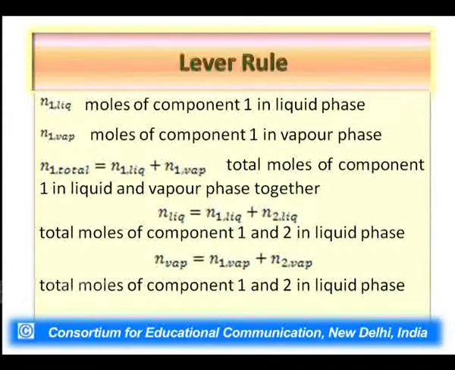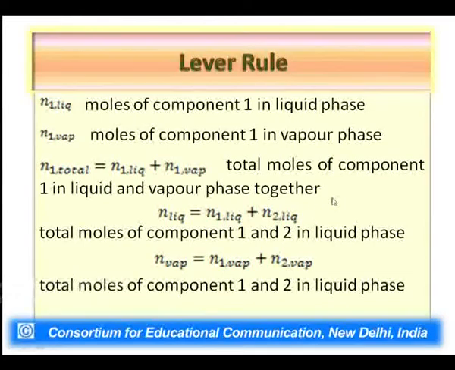Alright, if we want to derive this rule, just have a look at it. N1 liquid, where N means number of moles, subscript 1 means component 1, and liquid means the liquid phase, represents the moles of component 1 in the liquid phase, whereas N1 vapor similarly represents the number of moles of component 1 in the vapor phase. So N1 total, the total number of moles of component 1 in the overall system, is equal to N1 liquid plus N1 vapor, because there are only two phases.